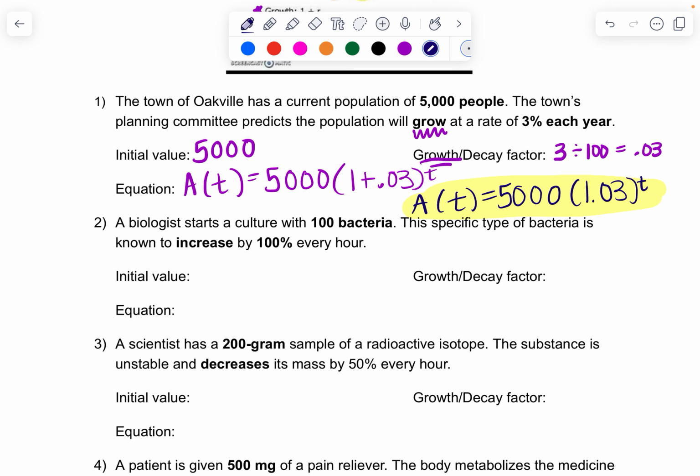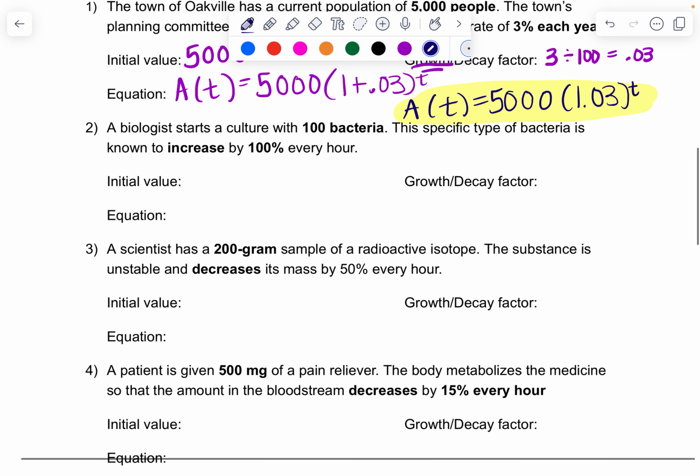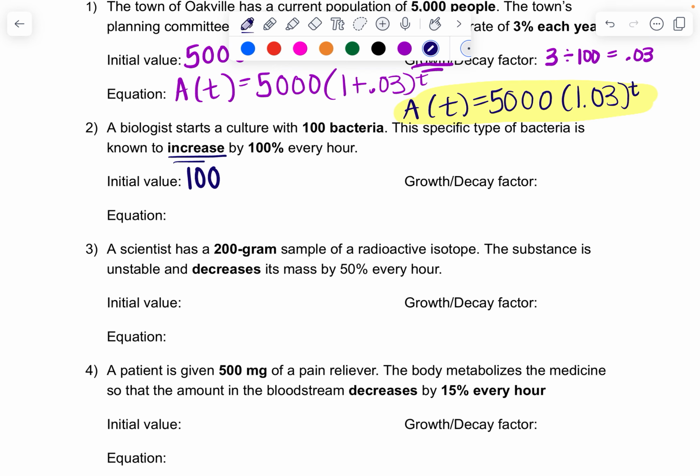Let's look at another one. A biologist starts a culture with 100 bacteria, so that's our initial value, 100. This specific type of bacteria is known to increase by 100%. So again, since it's increasing, it's going to be growth. And if we do 100 divided by 100, that's 1. Again, we're doing our percentage divided by 100.